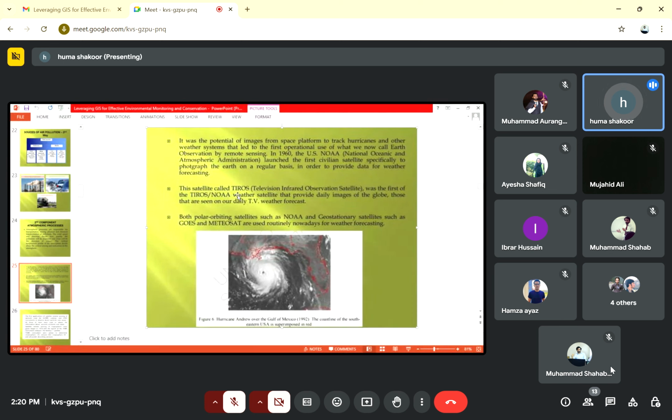These satellites, called TIROS, the Television Infrared Observation Satellites, were the first of the TIROS NOVA weather satellites that provide daily images of the globe, those that are seen in our daily TV weather forecast. All of you know very well about the weather updates, and the weather satellites are used to collect information and give it to the land through images and data about the weather forecast. Both polar orbiting satellites such as NOAA and geostationary satellites such as GOES and Meteosat are used routinely nowadays for weather forecasting.